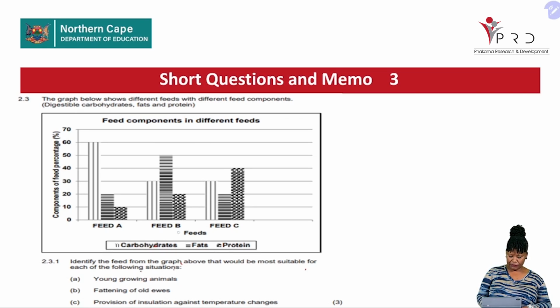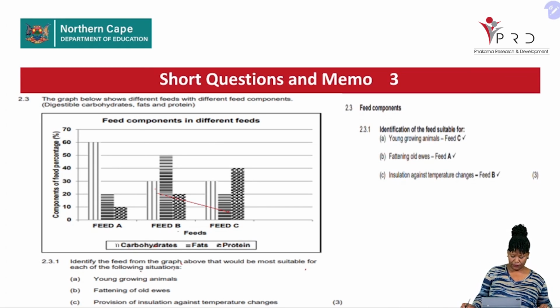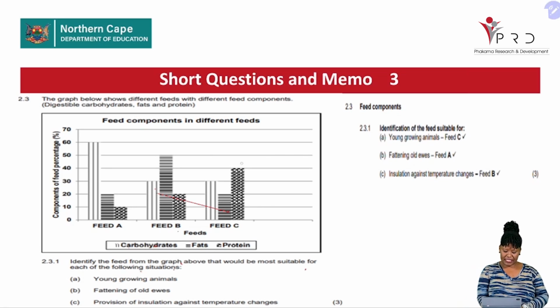And when you look at feed B, you are given the keys here of what is in the graph. Feed B has less, feed B and feed C have the same carbohydrates. And when you look at fats, feed B has more fats as compared to C and A. And then the protein, there is more protein on feed C. You want to grow animals. Which feed are you going to give? You are going to give feed C because of protein.